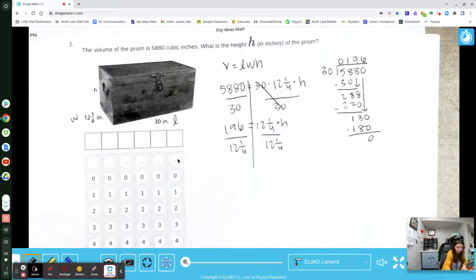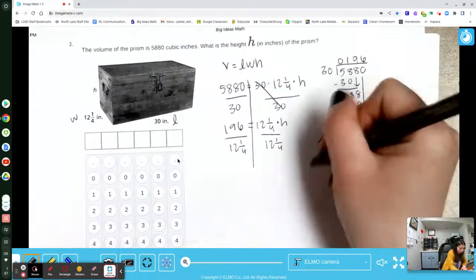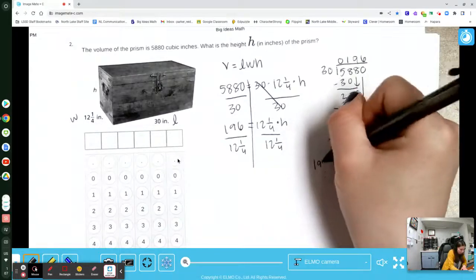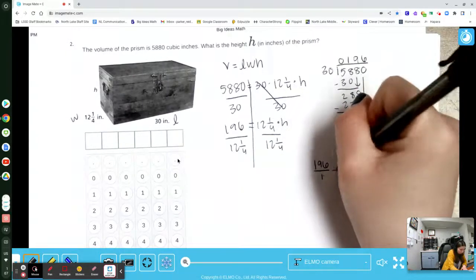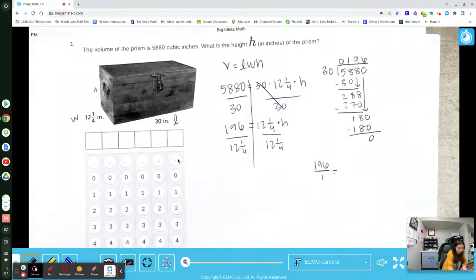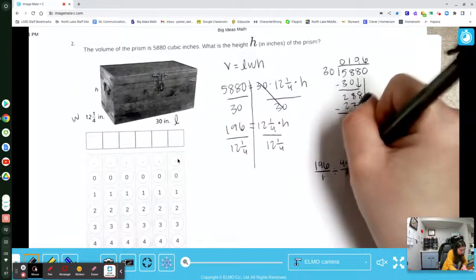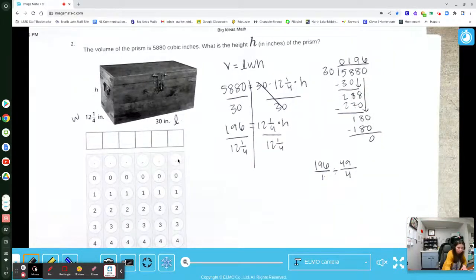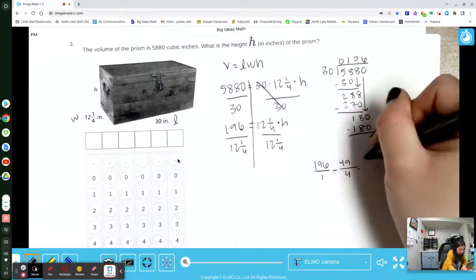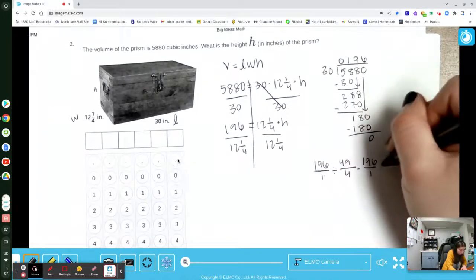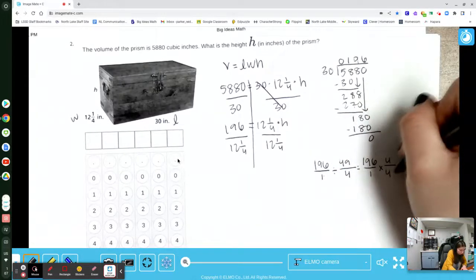And now I'm going to write that over off to the side. So I need to be doing 196 over 1 divided by 12 and 1/4. I'm going to write that as an improper fraction. So 12 times 4 is 48, plus 1 is 49. Denominator stays the same. Next, I'm going to keep change flip. So keep 196 over 1, change to multiplication, flip the second fraction.